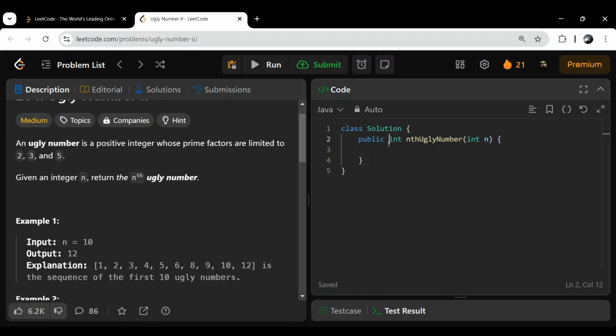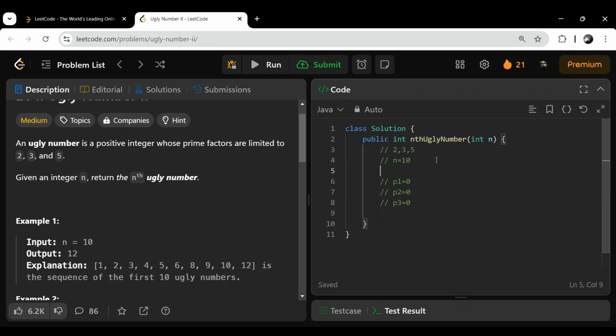Okay, let's dry run it directly. We have our group as 2, 3, 5 and we have n as 10. Let's say we have pointer 1 which is 0, pointer 2 which is 0 initially, and pointer 3 which is 0, pointing at the 0th position. Let's consider an array which will keep track, and initially we have added 1.